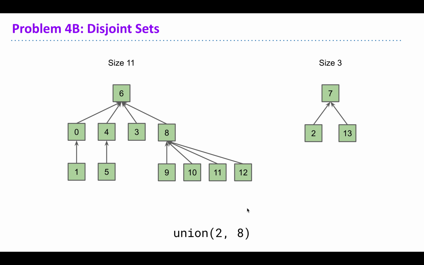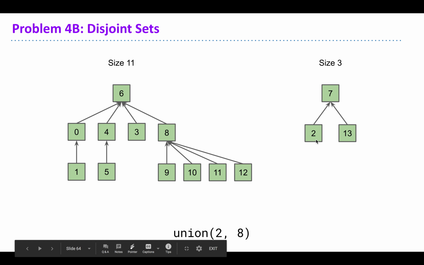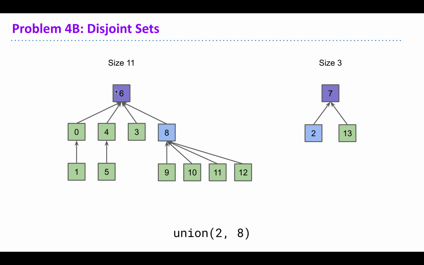Cool. Okay, finally, union of 2 and 8. Okay, I'm going to look for 2. It's connected to the 7. Looking for 8, connected to the 6. Again, no path compression here, right? Because, again, I'm not looking at my children if I'm 8, right? I don't know what my children are. I don't know what's pointing to me. So I only worry about things along the path up. So no path compression to do.